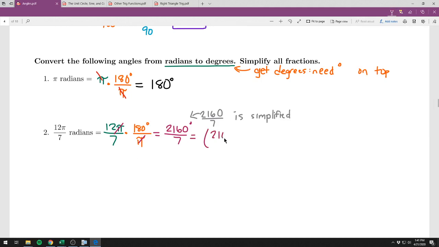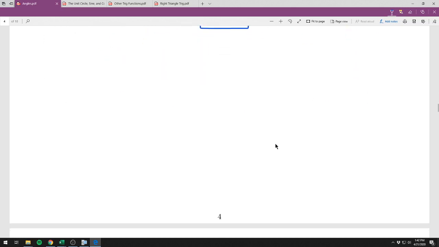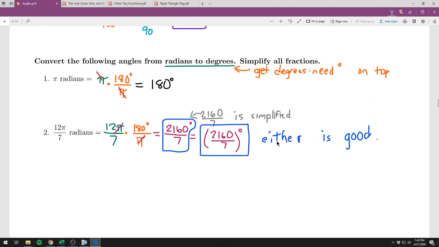Some people will say when you have a fraction with degrees, you need to put parentheses around it. That is not necessary to me. It's up to you. Just beware that you can have the fraction for degrees, and that's fine. So either one of these is good. But as far as going from degrees to radians, radians to degrees, it's pretty direct like that.